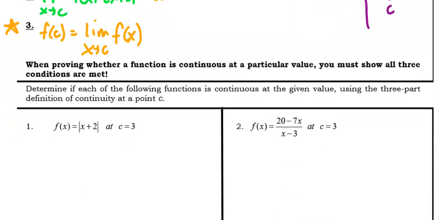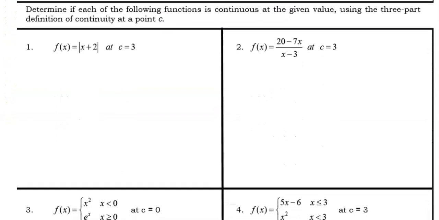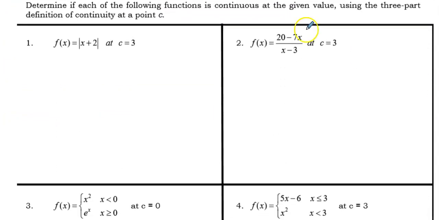So let's look at example number 1 here, and this is how you're going to write this officially for calculus. Right now we can look at a very straightforward example: the absolute value of x plus 2. You all know that the graph of the absolute value is shifting over by 2, and it's going to look something like this. All I care about is what's happening right here at c equals 3.